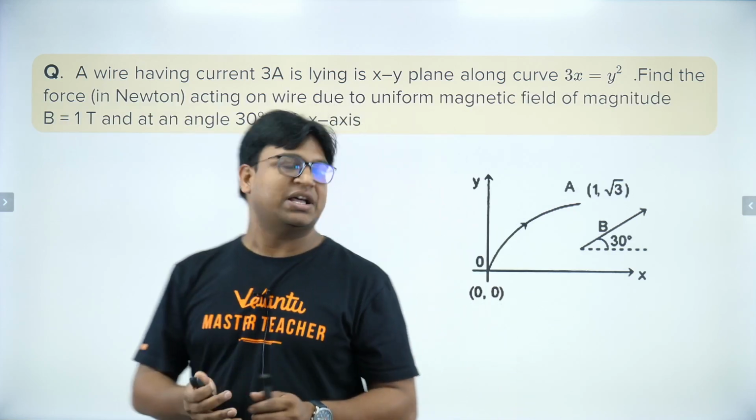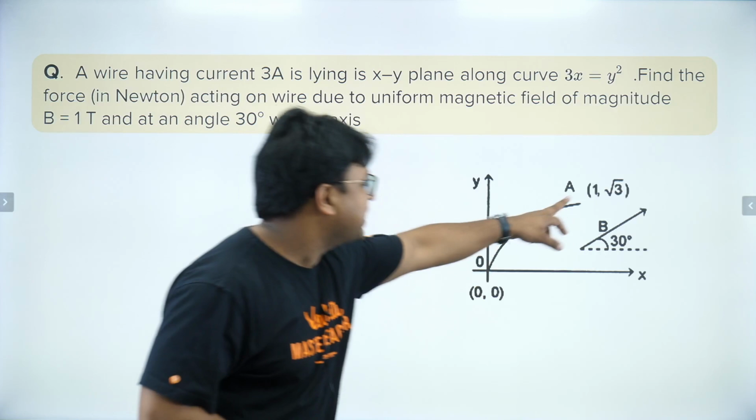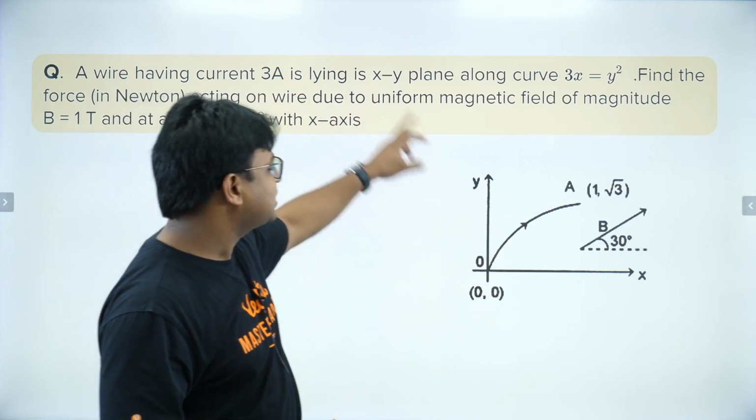This question says that a wire having a current of 3 ampere. Okay, so this wire is carrying a current of 3 ampere, is lying in the XY plane.